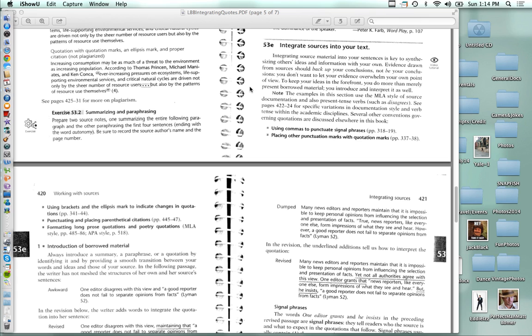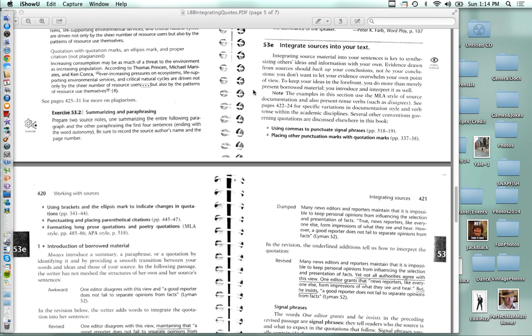To keep your ideas in the forefront, you do more than merely present borrowed material. You introduce and interpret it as well. So when you are formulating a paragraph in academic writing, you should have a topic sentence that addresses whatever topic you're addressing in a paragraph. You should have some comments about that.